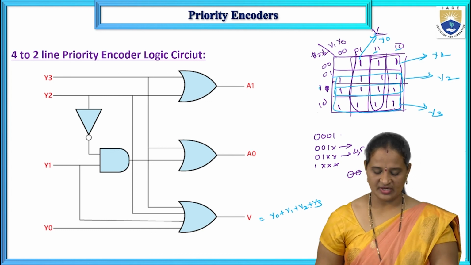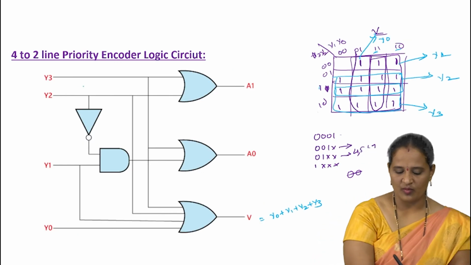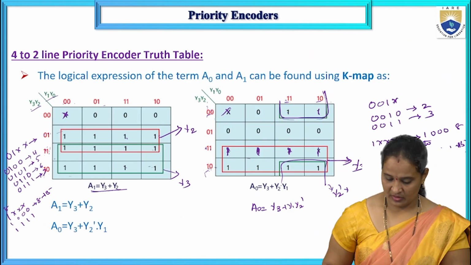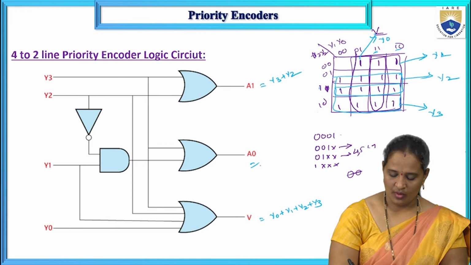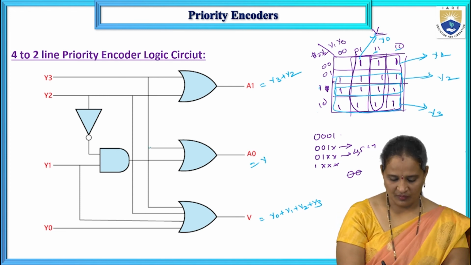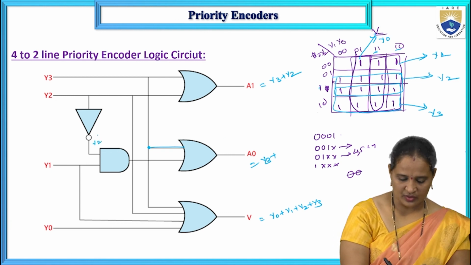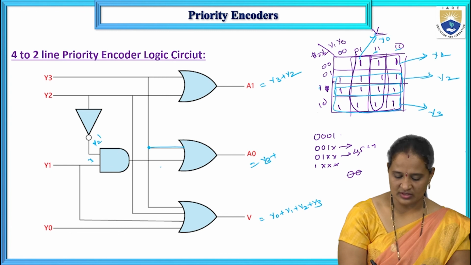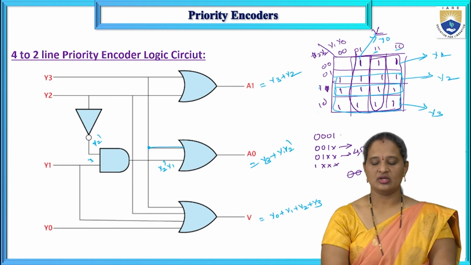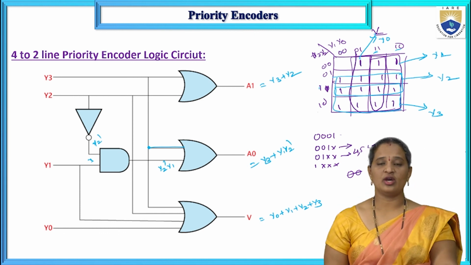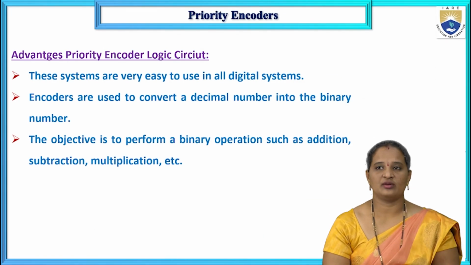Okay, so this is the expression, whereas a1 is equal to y3 plus y2, whereas a0 is equal to y3 plus y2 complement into y1. So this is y1 into y2 complement. This is it. So this is the logic circuit for priority encoder, and the priority encoder is mainly used to avoid the drawbacks of the normal encoder.